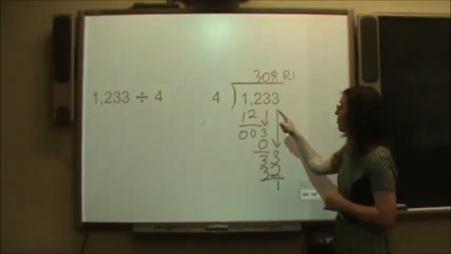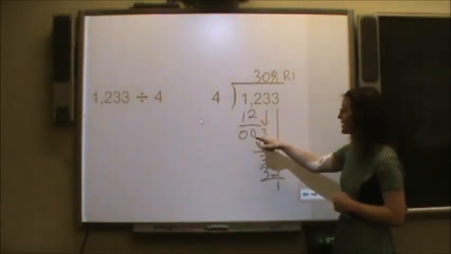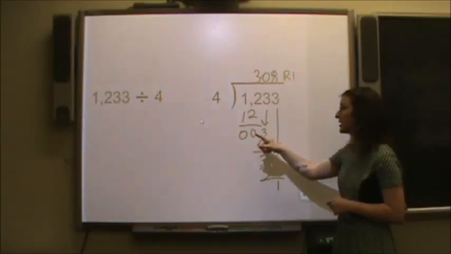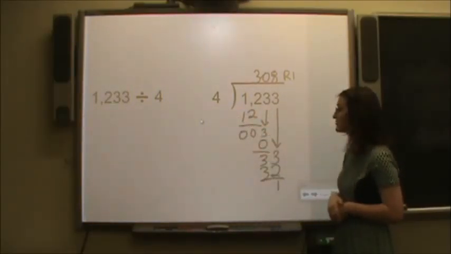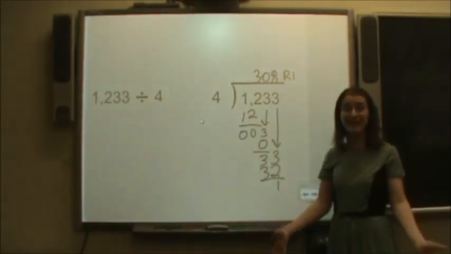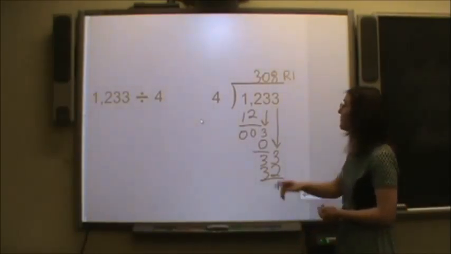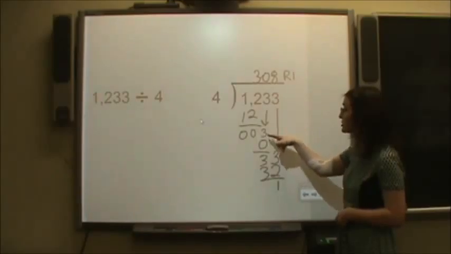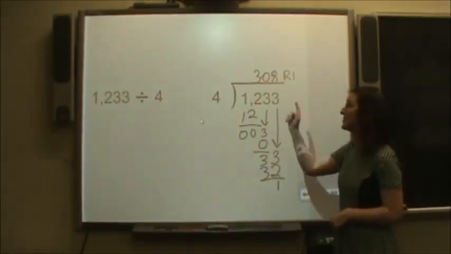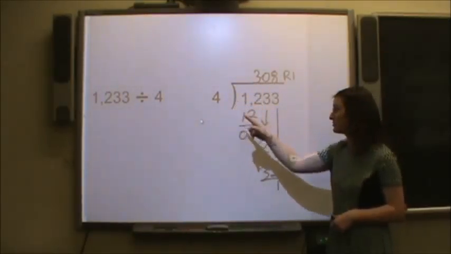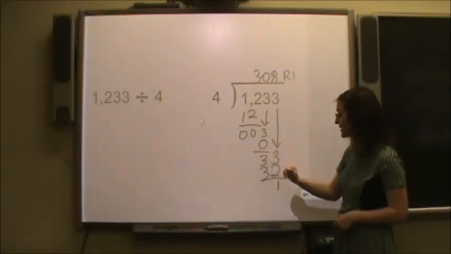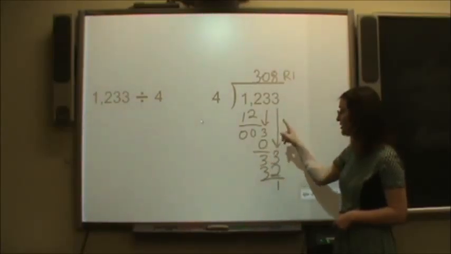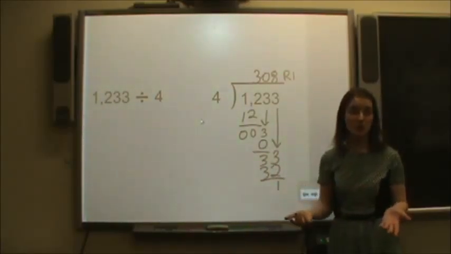When you subtracted 12 minus 12, you got 0. You pulled down the 3. When you asked yourself, how many times does 4 go into 3? You found out none. So that means you have to put a 0 in the tens place above where you just pulled down that 3. And then you can keep going. So 0 times 4 is 0. You subtract that, you get 3, and you pull down the 3, and you keep going from there.